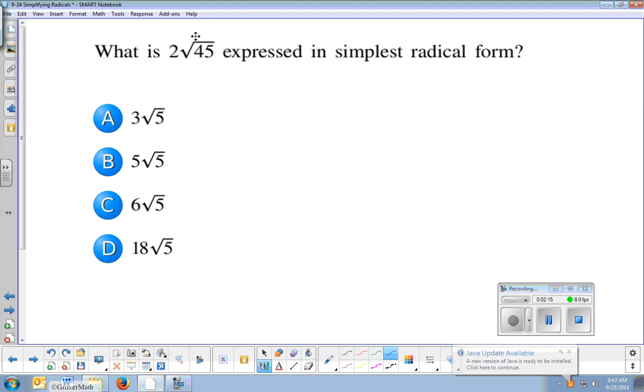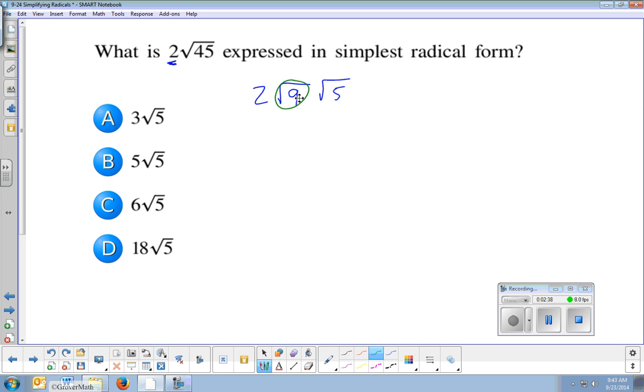Let's try another basic one, 2 rad 45. The only difference here is we have a coefficient on the radical, this 2, and so that's going to stay there. I'm going to split rad 45 into two radicals. I have to find two numbers that multiply to 45, one of which is a square, and that would be 9 and 5. And again, I'm going to put the one that's a square on the left.